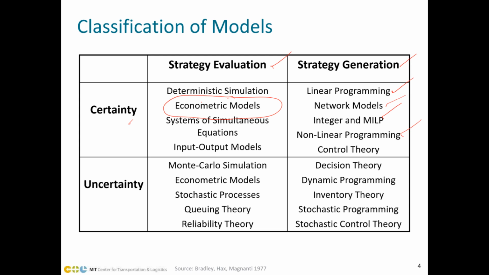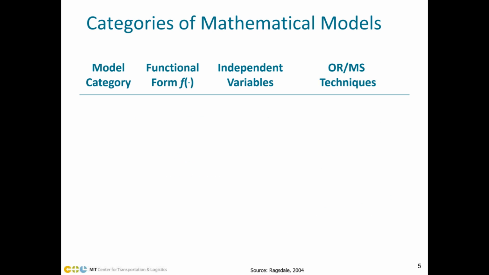We'll do a lot with uncertainty for generating a strategy, and we'll spend a lot of time in later courses on inventory theory. For uncertainty, for evaluation, we'll use a lot of simulation, mainly Monte Carlo simulation. We'll explain that later, some econometric models, and in later courses, queuing theory. So supply chain will use a smattering of all of these different types. They all serve a role.